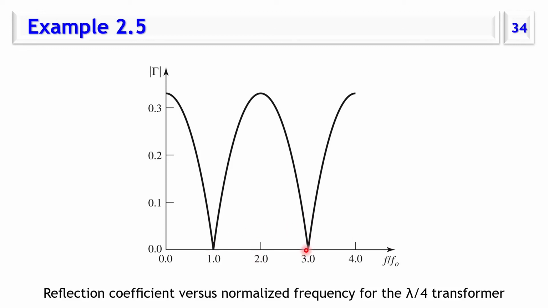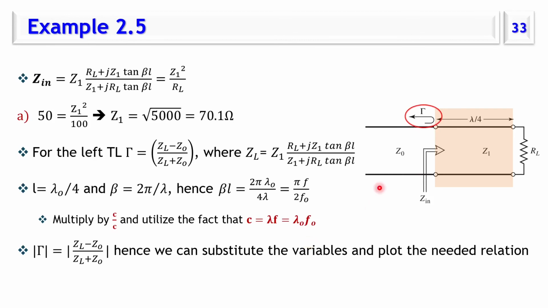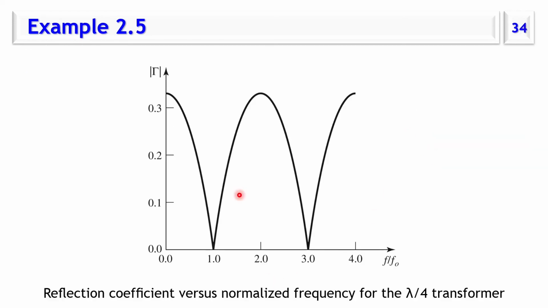The input impedance for this section would equal Z naught when this is lambda by 4. Also, it will equal Z naught when this is 3 lambda by 4, when this is 5 lambda by 4, when this is lambda by 4 plus any integer number of lambda by 2. And this is what we're seeing here. So this is an example to explain the use of lambda by 4 impedance transformation.